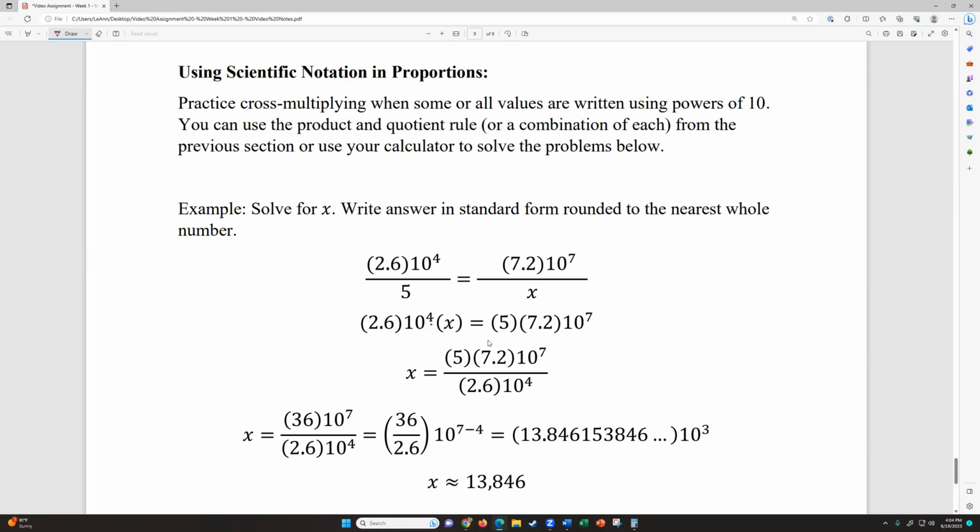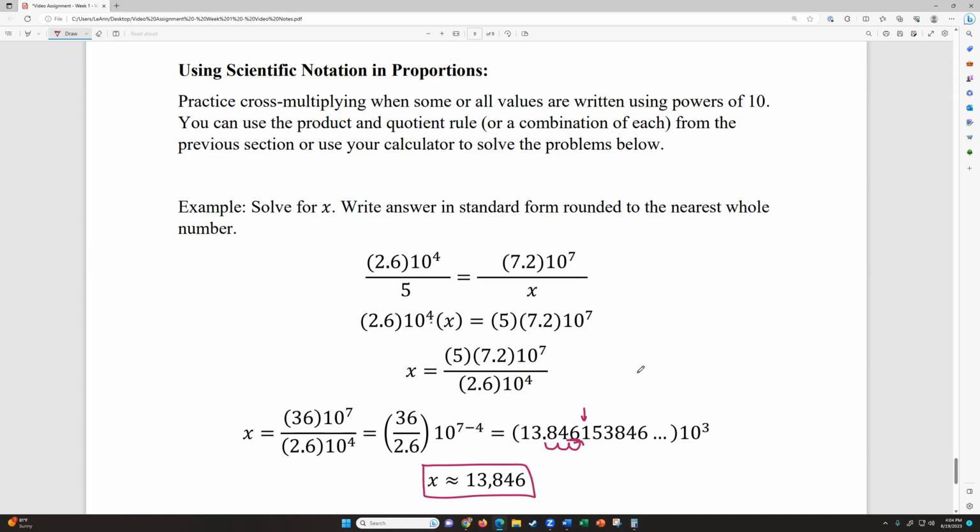So I'm going to be moving to the right 3 places. So I definitely needed more than just a couple digits in my decimal, so I could see what number was behind it and determine if this rounds up or stays a 6. Since this is a 1, which is 4 or smaller, this is going to stay a 6. So this would be 13,846 in standard form, rounded to the nearest whole number. So we want that rounding to happen after we've moved the decimal, okay?